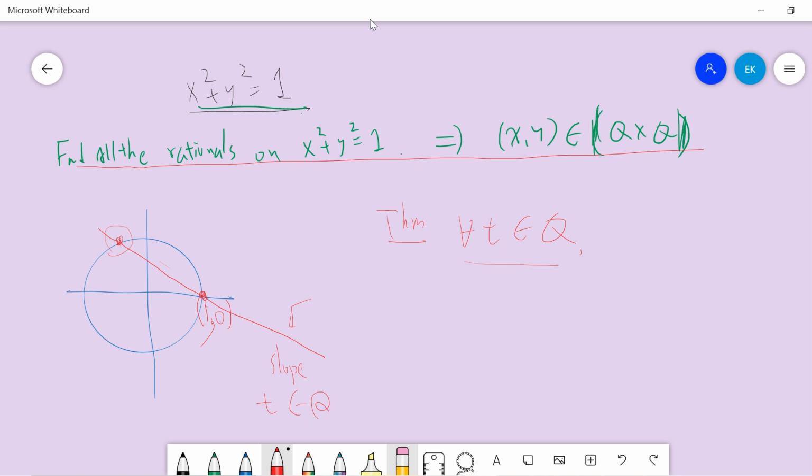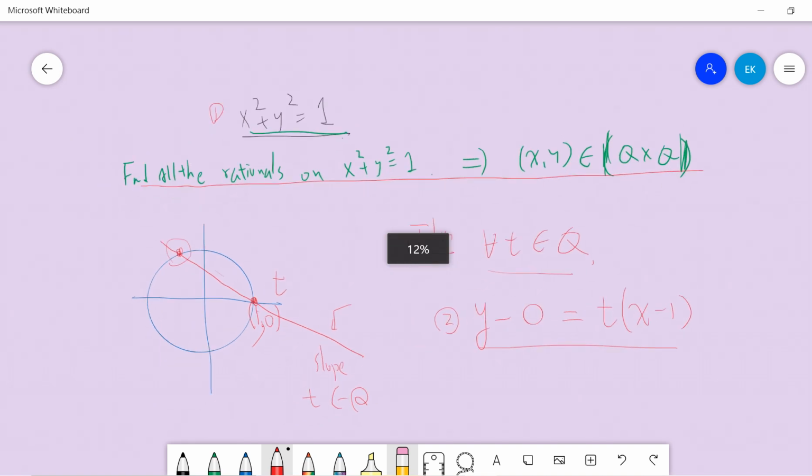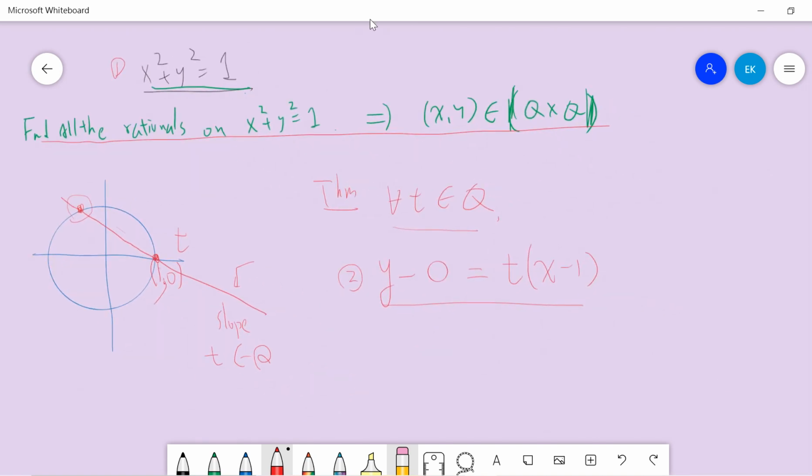Okay, so what is this line? Well, this line is y minus 0 equals t times (x minus 1). This is the line. So we need to solve this equation and the circle equation, and solve for their intersection. The computation is simple. x squared plus y squared, basically t squared (x minus 1) squared, equals 1. So we have x squared plus t squared x squared minus 2 t squared x plus t squared, which equals 1.